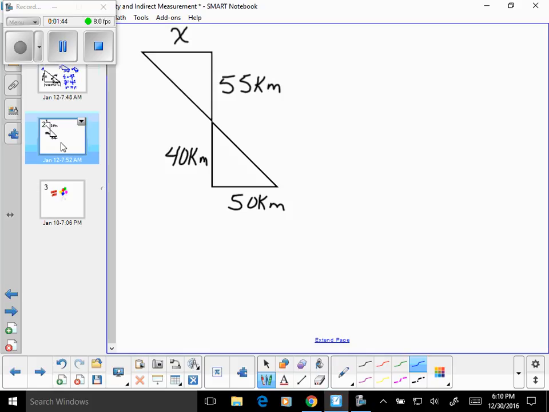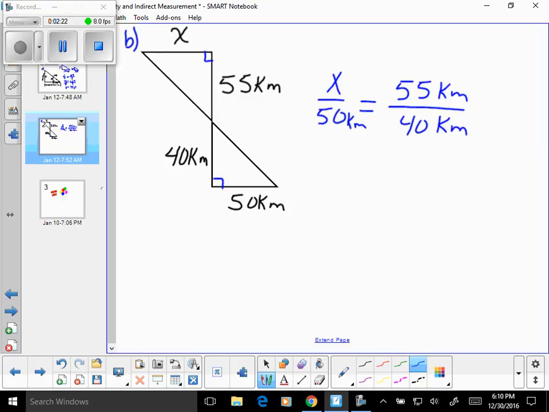In this particular diagram, for example B, we've had something very similar to it. It was kind of like our stadium and our river problem in lesson 1. Here are the right angles. Now we need to set up the correspondence. And the correspondence here is X is to 50 as 55 kilometers is to 40 kilometers.